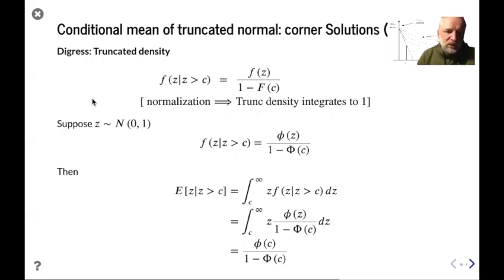Now suppose that the error term here is normally distributed. Then we just replace these densities and the CDF for that distribution with those from the standard normal distribution. And so that's what I've done here. So this is the conditional density for a standard normal distribution.